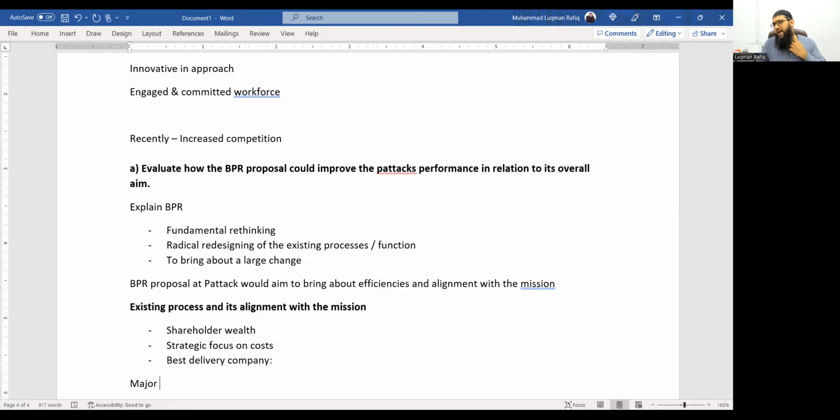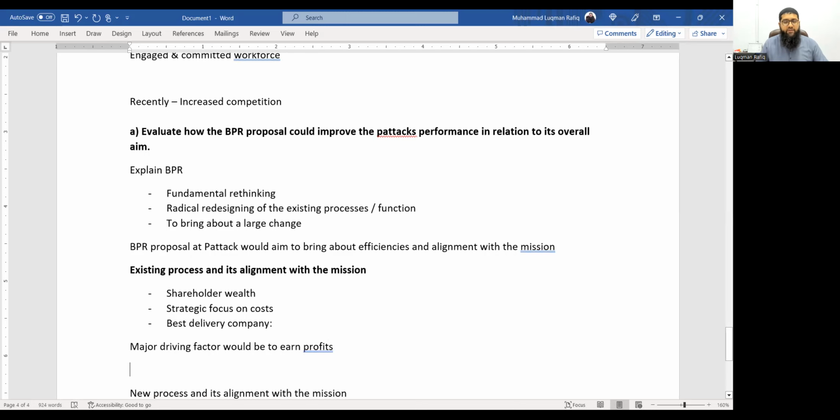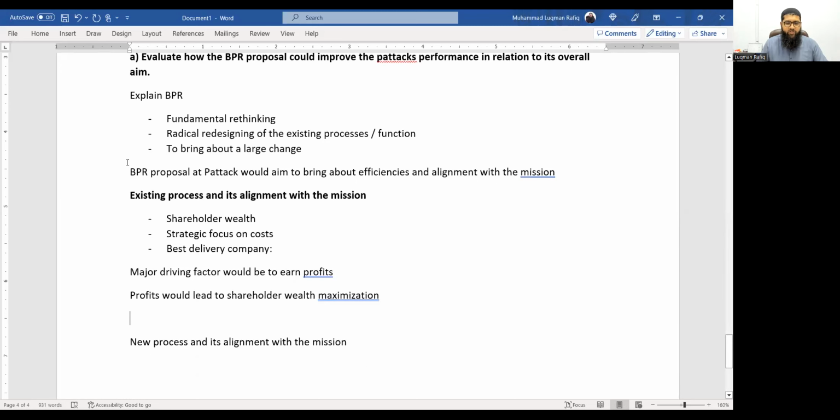Major driving factors would be to earn profits. The major driving factor would be to earn profits. The second thing is that profits would lead to shareholder wealth maximization.